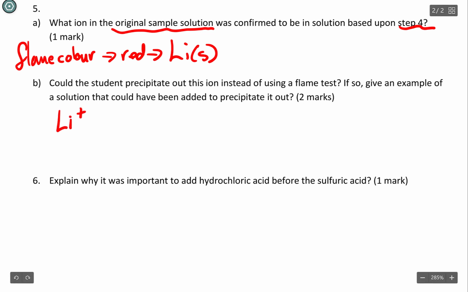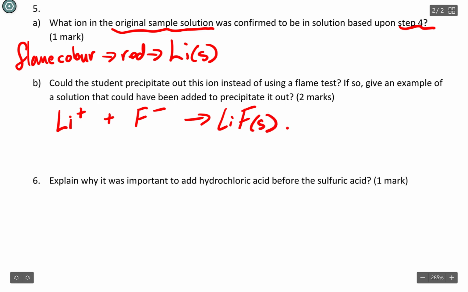Now, lithium is a group 1 ion, and normally almost every single group 1 ion is soluble with everything. This is like a one-time exception. So if you looked at your data book table, you would notice that it is insoluble with fluoride ion. Okay, fluoride ion is insoluble with lithium, a lot of the group 2 metals, and a couple of the transitions. So I could have added fluoride ion to make lithium fluoride solid.